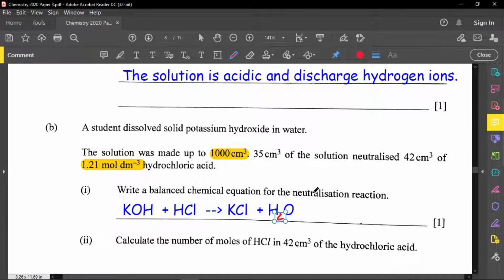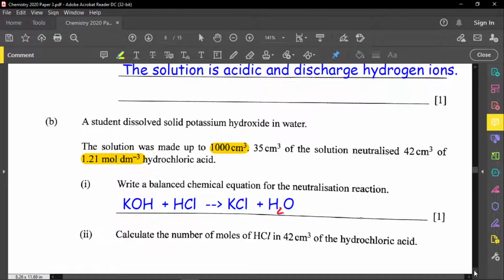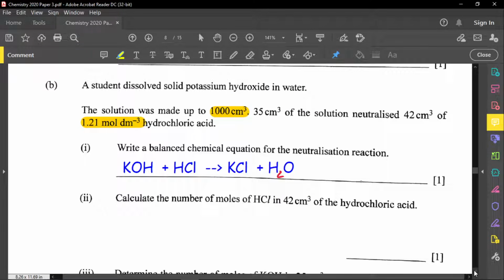Okay, great. And so it asks us to balance this equation. This equation is balanced as it is. Okay, 2 H's on either side. Yes, so it is balanced as it is. All right, so we can move on from that and go to the next part of the question. It said calculate the number of moles of HCl in 42 centimeters cube of hydrochloric acid. So we're going to calculate now the number of moles.